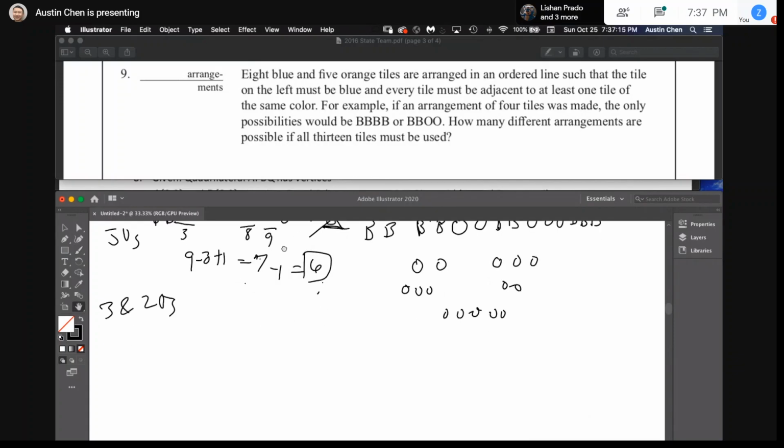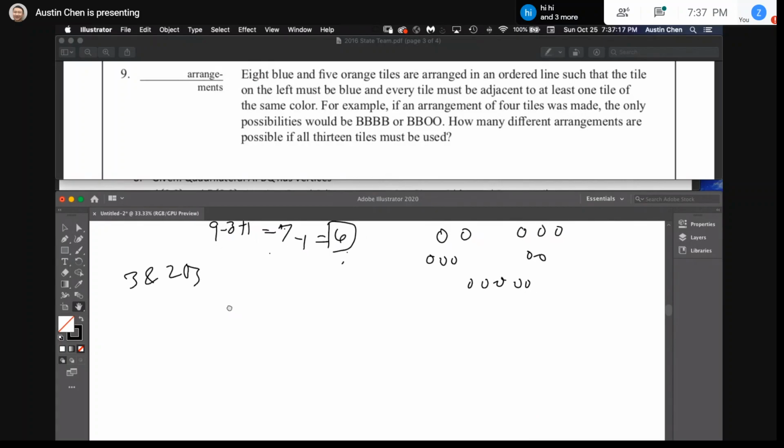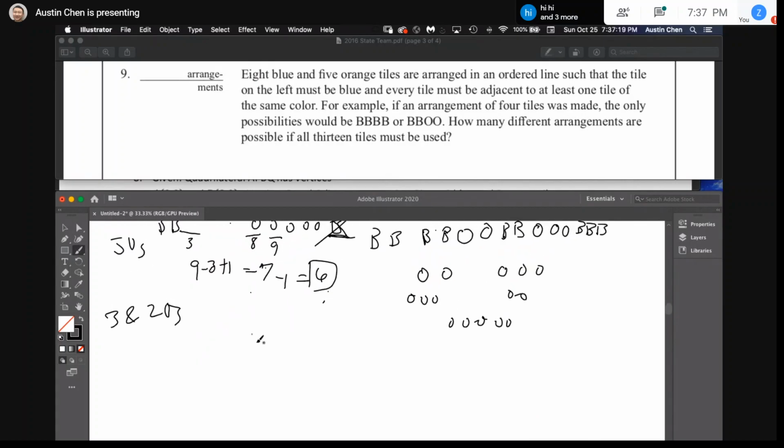All right. Now what about 3 and 2 O's? Well, we can think of our 3 O's being here and our 2 O's being here. And then we're inserting B's into the spaces in between. So we're inserting B's into here. And then we can think of how many ways can we insert B's into here, right? Well, we know that we have to start with 2 B's always. And then we can think of we're inserting B's everywhere, right?